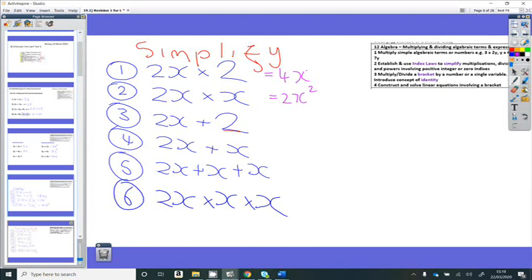Number 3, 2x plus 2. Well, there's nothing we can do there, okay? We've gathered up our x's, we've got 2 of them, and we've sort of gathered up our normal numbers, so our work is done. There's nothing more we can do there. Now, number 4, we've got 2x gathered together with another x, so that's 3x. And question 5, 2x gathered together with an x, gathered together with another x, that's 4x's. And then number 6, well, we're multiplying, 2's the only number there, so it's 2. And then x times x again is x cubed.